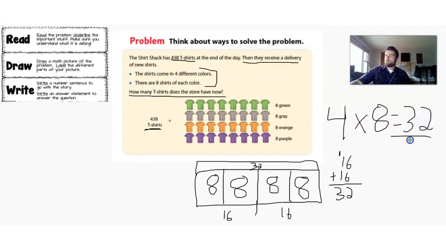So, what do we do with this group of 32 shirts? Well, we have to know how many t-shirts the store has now. So if we know they got 32 more when they received a delivery, we have to do an addition problem. There's not really a great picture for us to do this addition problem with, so let's just do it in the normal way we know how. Let's line up our numbers. Make sure the 10's place stays together and the 1's place stays together, and that you always start over here in the 1's place.